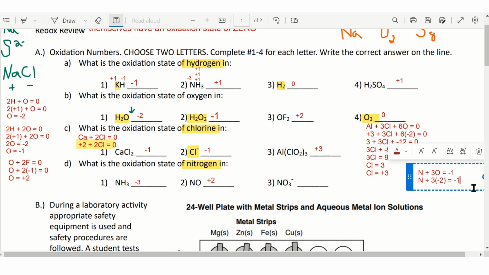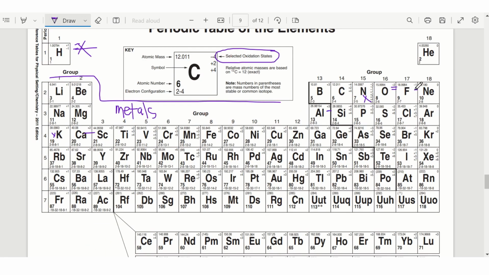Now, if it doesn't tell you which element you're finding, and you have to find all of them, then use the ones on the periodic table that only have 1 charge, like this one and this one and this one, to help you solve for ones that have a list, like this one.